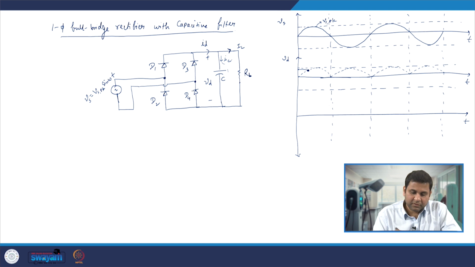Similarly here, if you take the entire KVL, D4 will be the one which will be forward biased, as a result of which D1 and D4 start conducting, and there will be current drawn from this source. Since there is current drawn from the source, the capacitor will get charged up, and as a result your Vd voltage will rise. Further it will rise until this Vd voltage will again become greater than Vs peak sin omega t, and again at that point D1 and D4 get reverse biased, and D2 and D3 are already reverse biased.